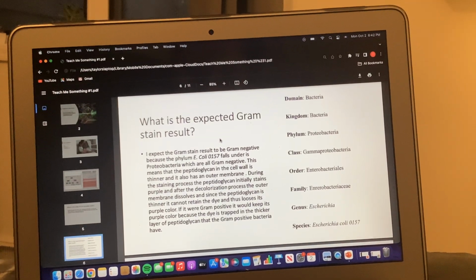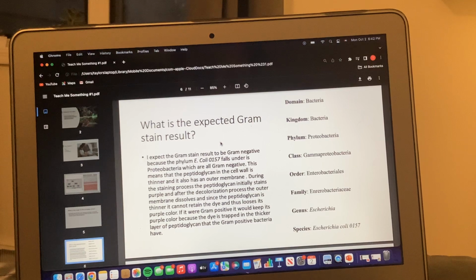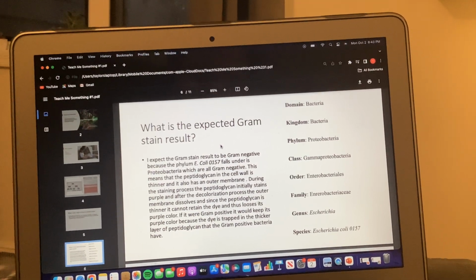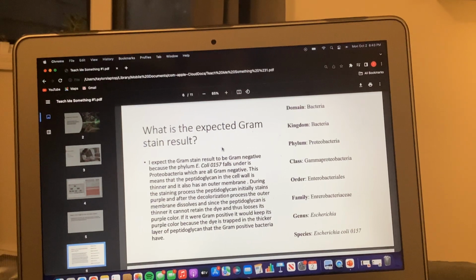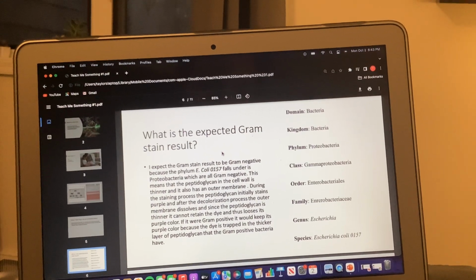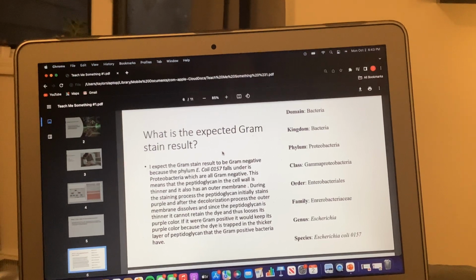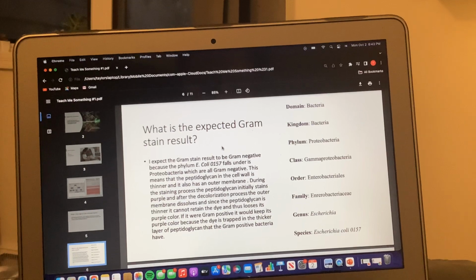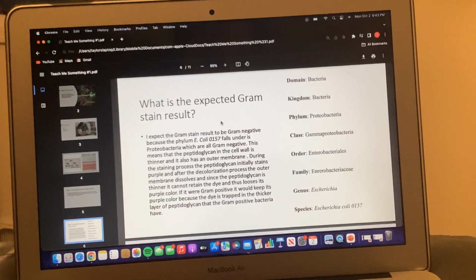During the staining process, the peptidoglycan initially stains purple, and after the decolorization process, the outer membrane dissolves, and since the peptidoglycan is thinner, it cannot retain the dye, and thus loses its purple color. If it were gram-positive, it would keep its purple color because the dye is trapped in the thicker layer of peptidoglycan that the gram-positive bacteria have.